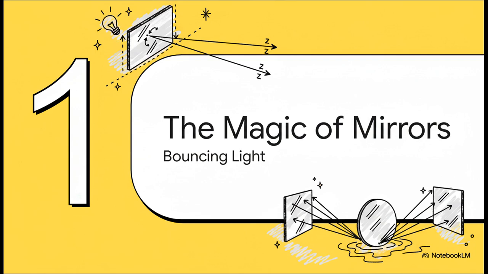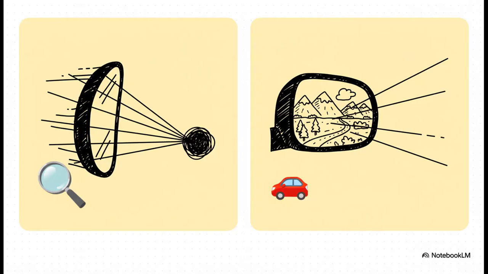Okay, so the first and honestly the simplest way we manipulate light is just by bouncing it. It's called reflection, and it's all governed by this one beautifully elegant rule. The angle that light hits a surface is the exact same angle it bounces off. That's it. Simple, right? Now here's where we start to play some amazing tricks.